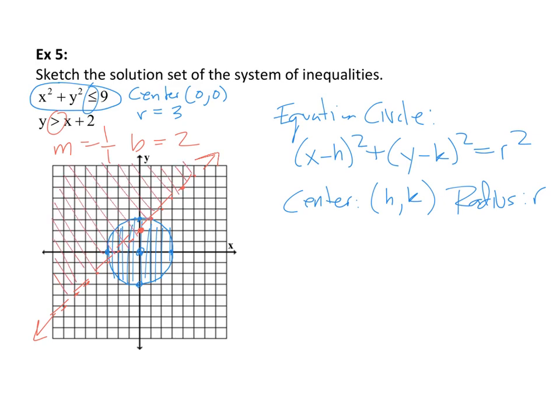Now where do the shaded regions overlap? Right here. And that represents your solution to the system. Meaning I could pick any point from this green region, plug it into either inequality, and it's going to work.